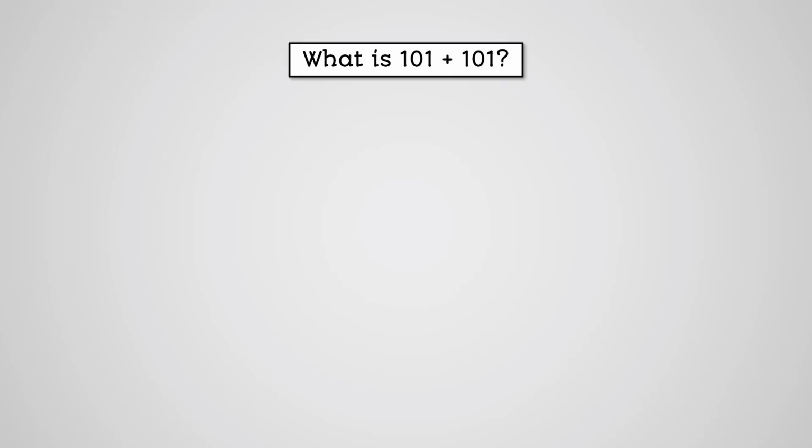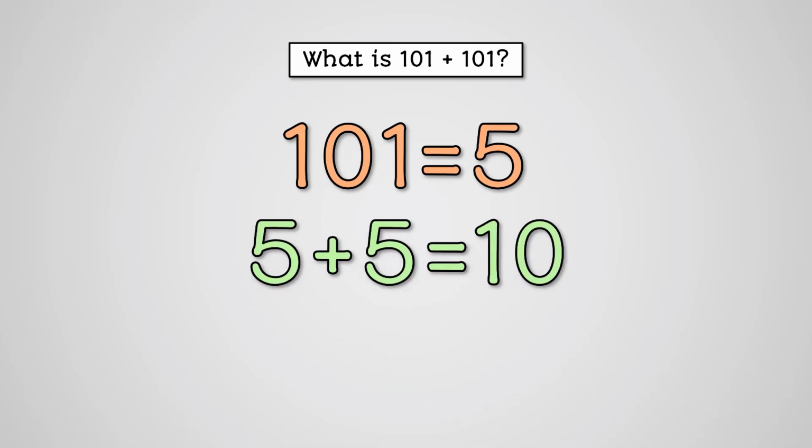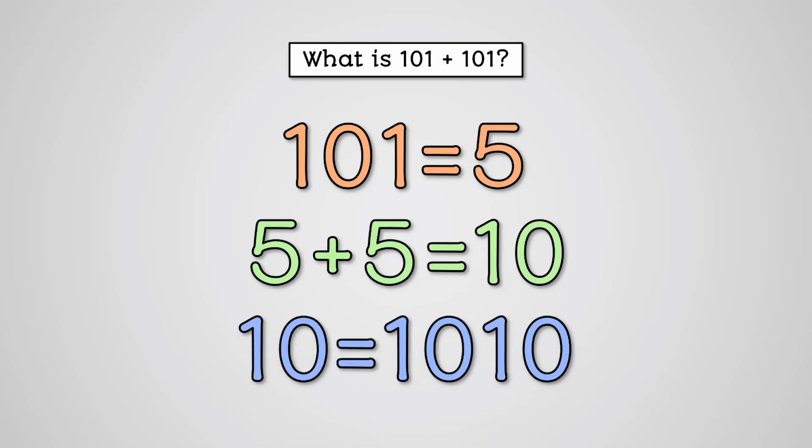Let's try using this to add two numbers in binary. We're going to add 101 and 101. Now, 101 in decimal is the number 5, so 5 plus 5 should equal 10. 10 in binary is 1010. Let's see if knowing the answer means we can work it out correctly.